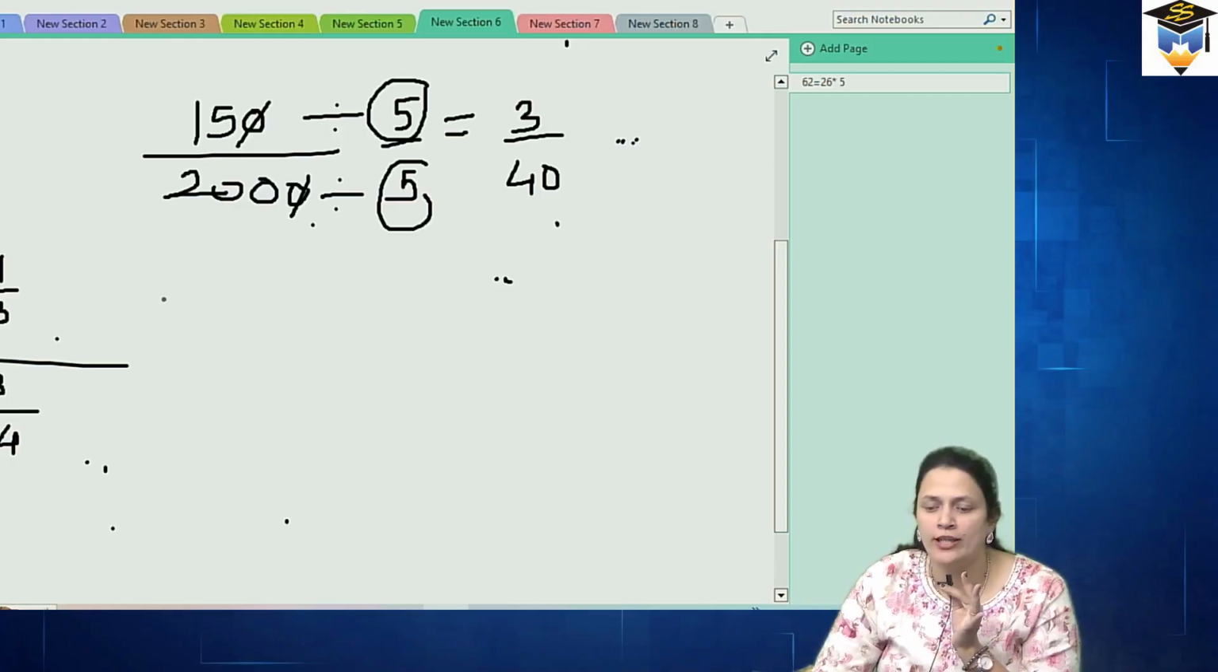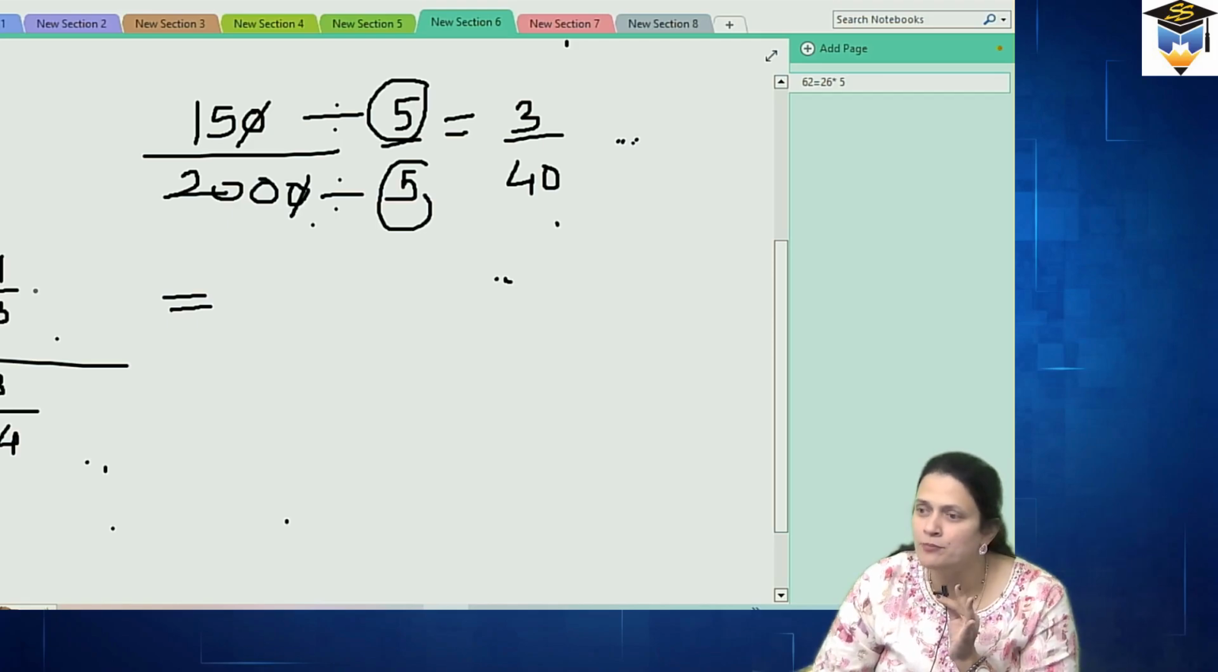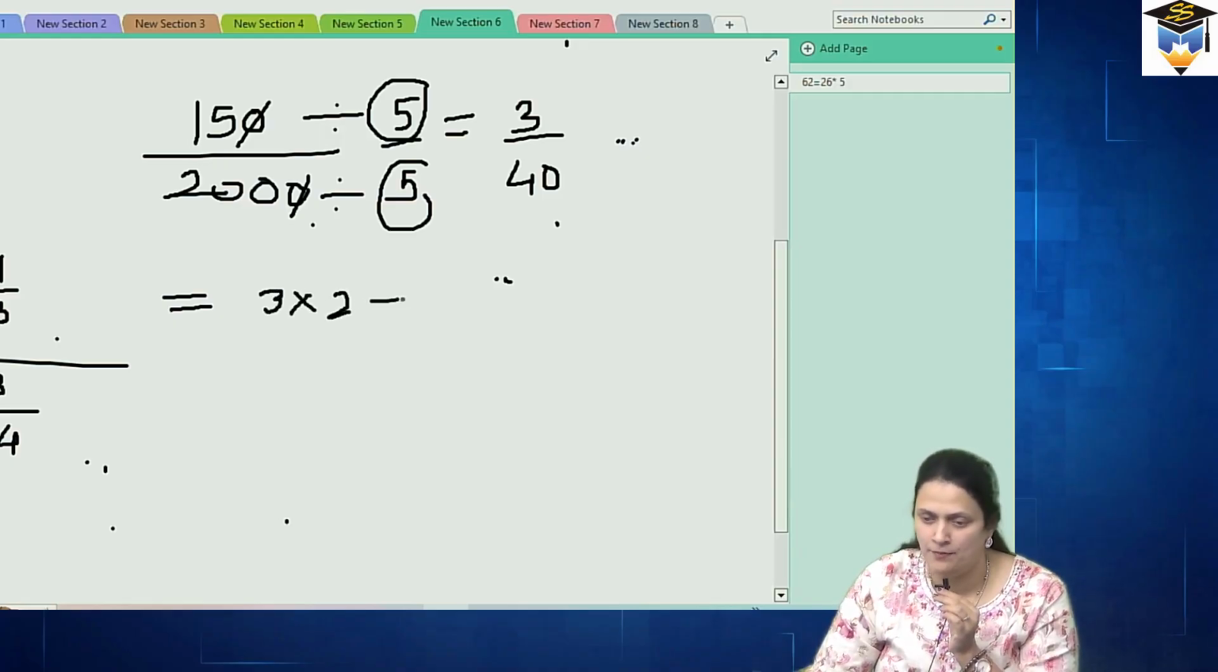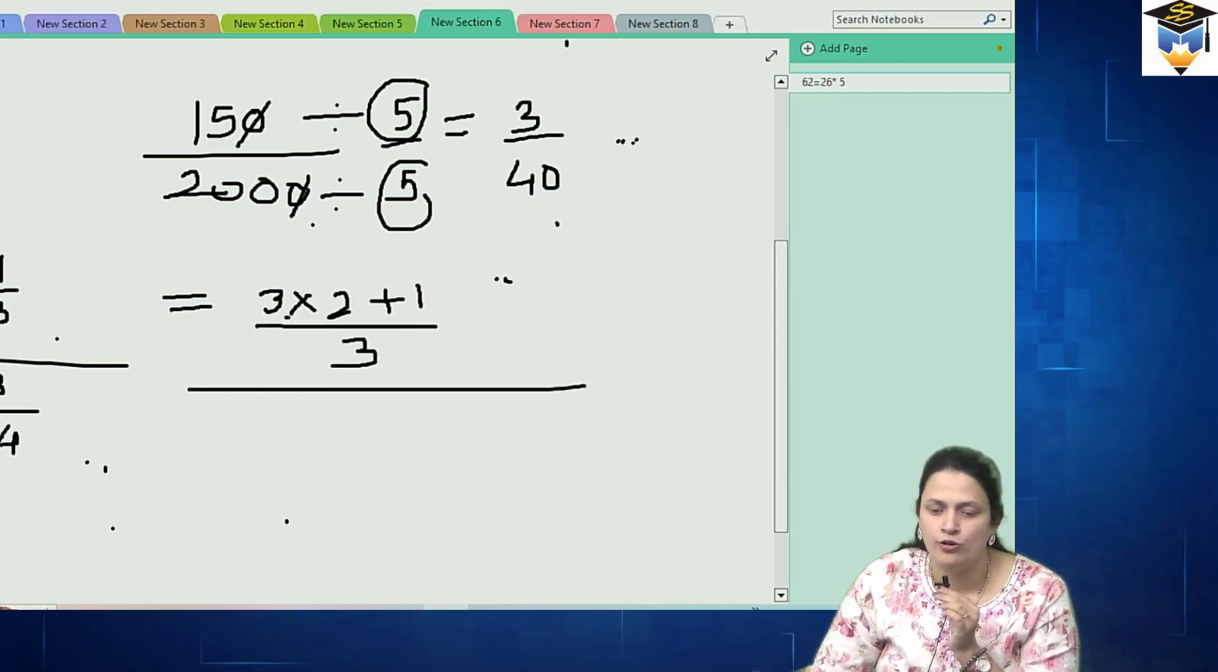So first what we need to do is convert this mixed fraction into an improper fraction. What is an improper fraction? Numerator is greater than the denominator. So now what I'm going to do: 3 multiplied by 2 plus 1, upon 3. And 4 4s are 16, 16 plus 3 is 19. So now the answer is 7 by 3 upon 19 by 4.